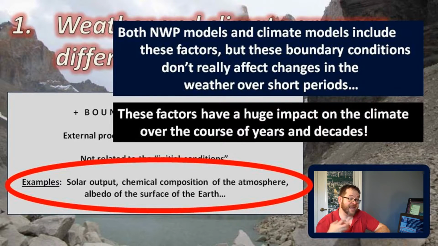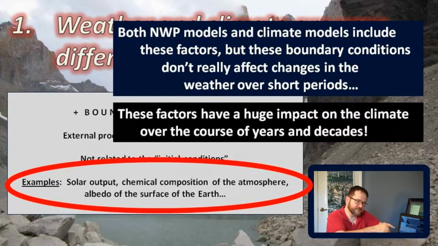Both numerical weather prediction models and climate models have to have these boundary conditions as input, but it turns out these boundary conditions don't actually make a huge impact on day-to-day weather in a numerical weather prediction model. If I ran the numerical weather prediction model for 24 hours into the future to make a forecast, and then ran the model again with exactly the same input except I changed the amount of carbon dioxide in the atmosphere, it wouldn't really change the forecast at all. Even if I doubled the amount of carbon dioxide, it would take longer than 3 days to increase the temperature of the Earth. We would still get basically the same forecast. Numerical weather prediction needs the information of these boundary conditions, but it's not really very sensitive to them.